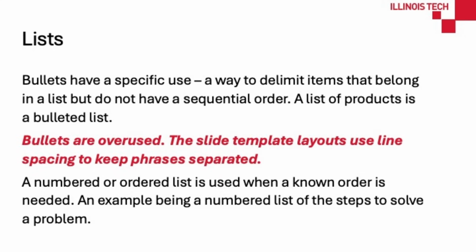Finally, let's look at lists. Bullet points should be reserved for unordered items, such as a list of tools or features. Avoid overusing bullet points. Often, standard line spacing between key phrases is cleaner. Use numbered lists strictly when the sequence matters, such as step-by-step instructions or chronological procedures.